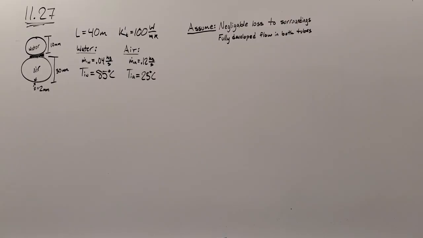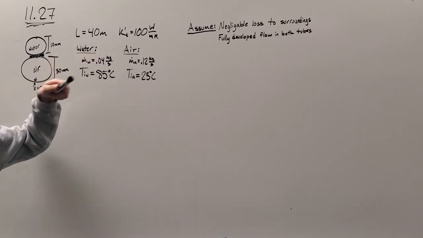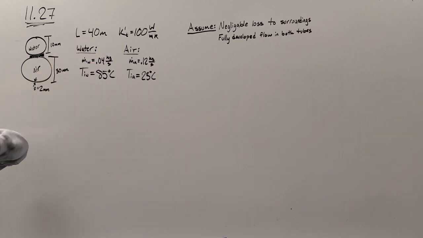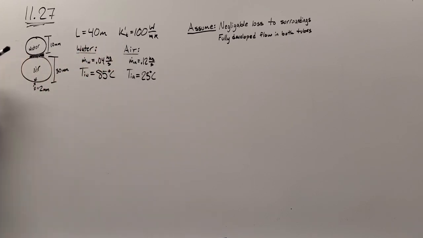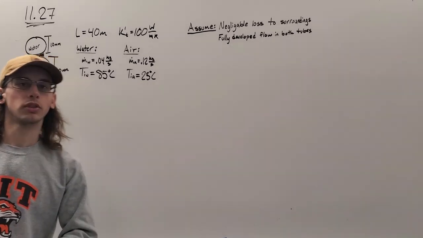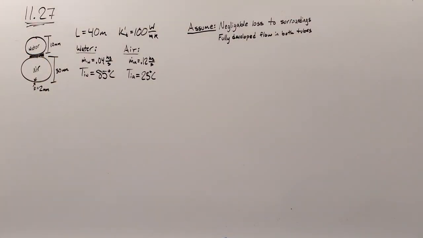Alright, so to start, I've gone ahead and just drawn a little schematic, copying the one from the problem, and then just written out the given information, flow rates and temperatures for each of the fluids, as well as that contact conductivity in that joint right there. I've also written a couple of assumptions. First of all, that there is negligible heat loss to the surroundings, and also that both the water and air are in fully developed flow.